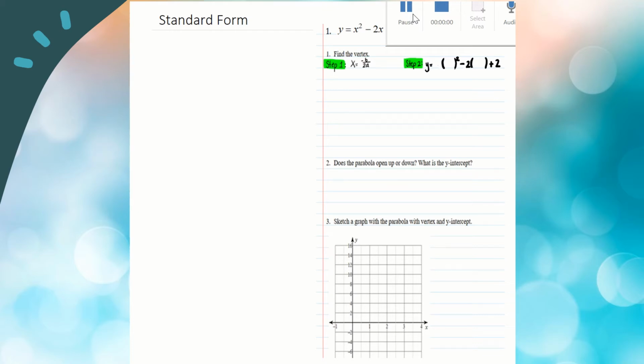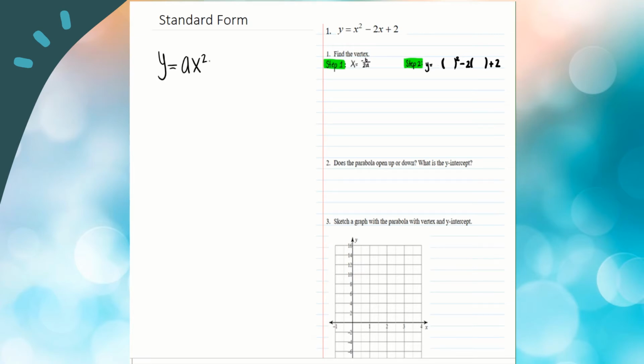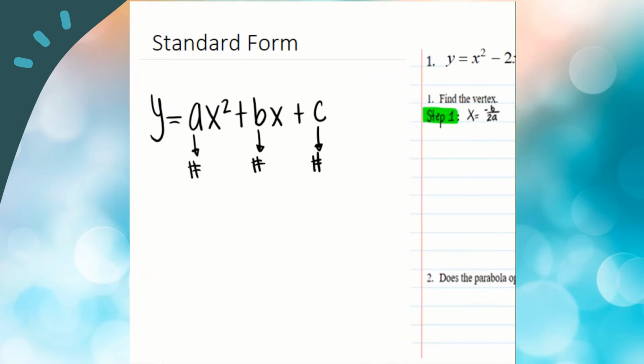Hello everyone, so this video is going to help you review how to graph when quadratic equations are in standard form. So we're going to start off with reviewing what an equation looks like when it's in standard form. And it's, as you can see here, ax squared plus bx plus c. Your a will be a number, your b will be a number, and your c will be a number. And they play different roles when you're graphing. So we're going to do that first thing with our equation.